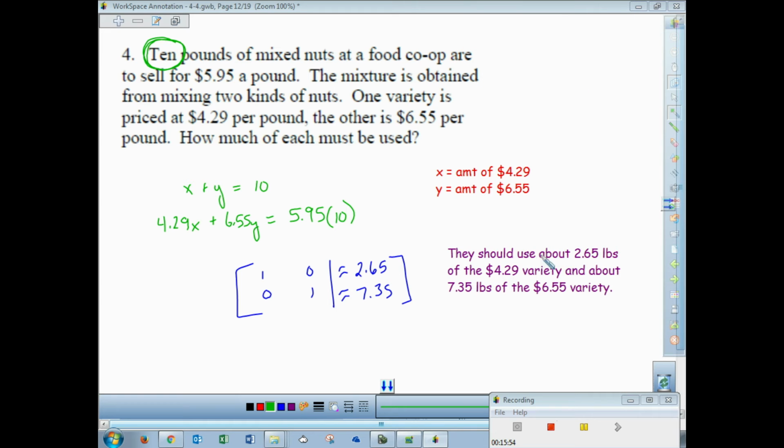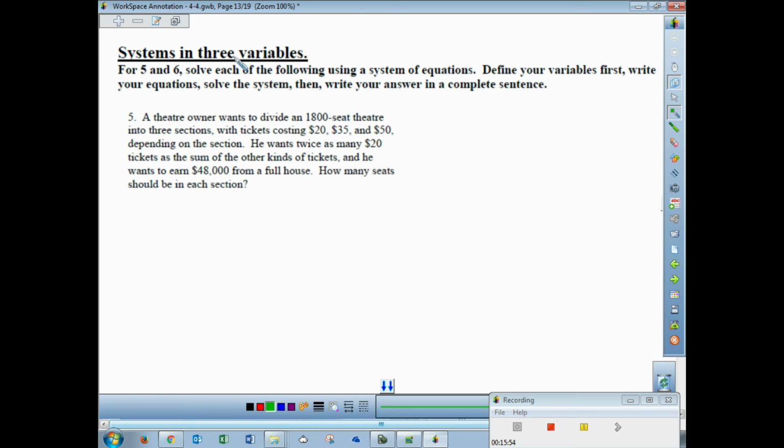And then that means that they should use about 2.65 pounds. So notice the key word that I put in there was about, because it was approximate, of the $4.29 variety and about 7.35 pounds of the $6.55 variety. So don't freak out that that didn't come out so nice. Okay, those were all in 2 variables. Now let's do some in 3 variables. Same situation. Define variables, write your equations, use the matrix, and then write in a complete sentence.